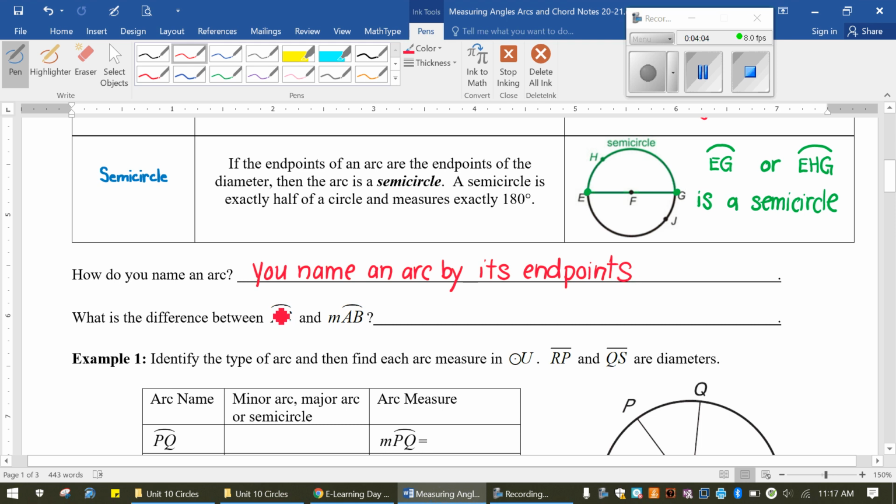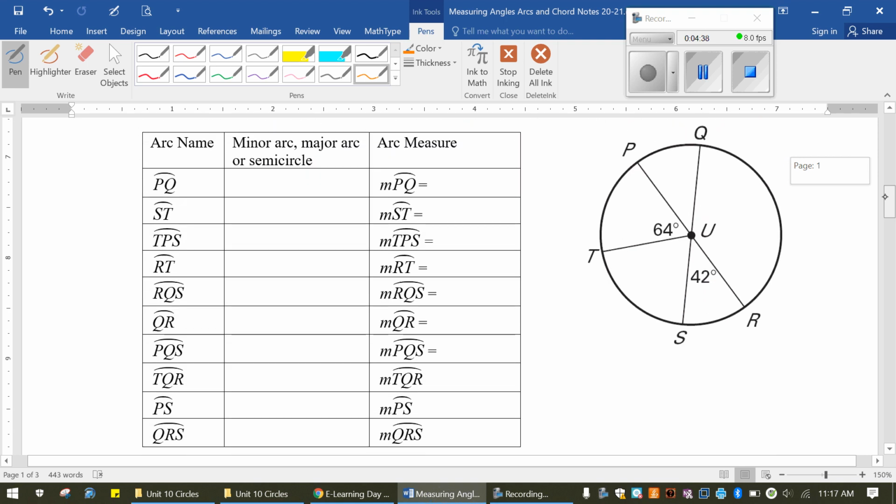What's the difference between this symbol and this symbol? Well, if we're just talking about this arc AB, this is just telling you what the name of the arc is. When you put an M in front, you're talking about the measure of that arc, which is what we're going to work on in example number 1.